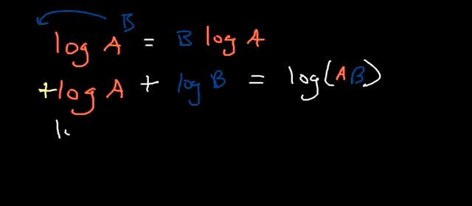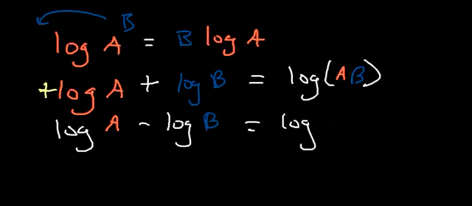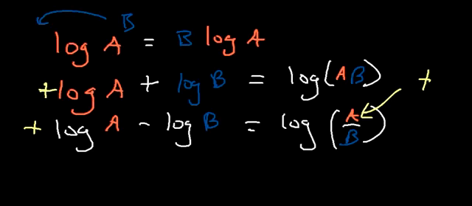Now let's say if it's subtraction, log A minus log B, this will become a single log, but it's going to be log A divided by B. So log A has a positive sign in front. Because it's positive, it goes on top. Log B has a negative sign in front of it. So anything with a negative sign goes in the bottom.